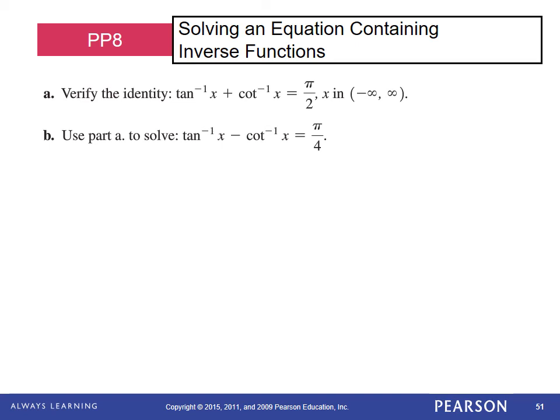Use the fact that tangent inverse of x plus cotangent inverse of x is equal to pi over 2. That's a weird identity. You're saying if you take the inverse functions of tangent and cotangent of any value whatsoever, and you add them together, they will always give you pi over 2. That's an interesting little identity there. Once you have that done, now the question is, can you solve that equation there in part B?